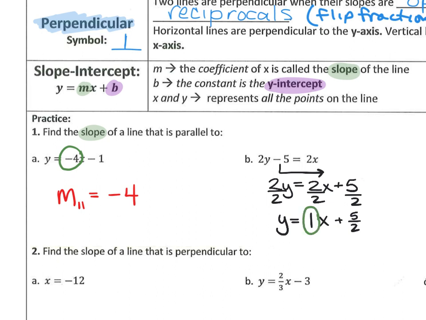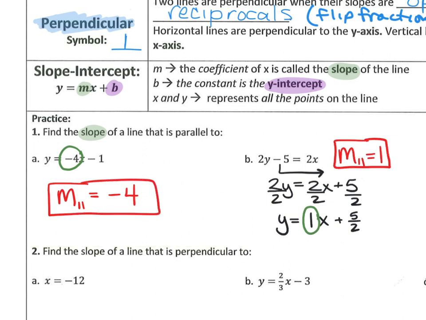1. If we want the parallel slope to that, what number am I also going to use? 1. So my parallel slope is the number 1. It's m with a little bitty subscript of parallel to show that we're talking about the parallel slope. I mean, it's the same number.